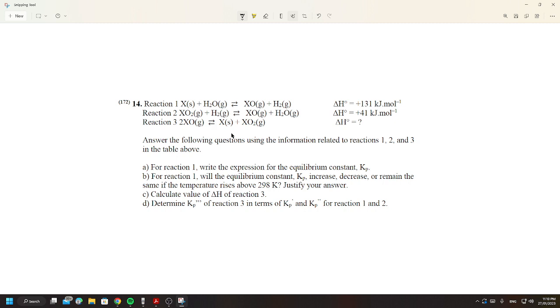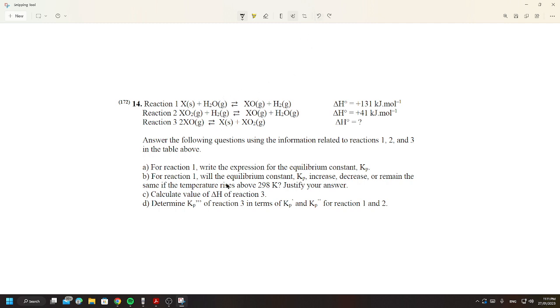Determine the value of delta H of reaction 3. Oh, is this one of those? It is one of those. Okay. I don't know how to do this, and nor do I know how to do part C. This is when you flip.